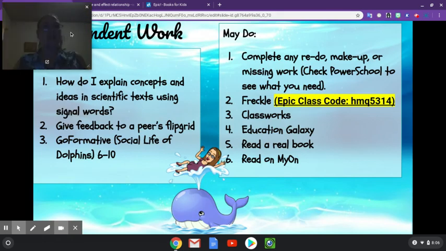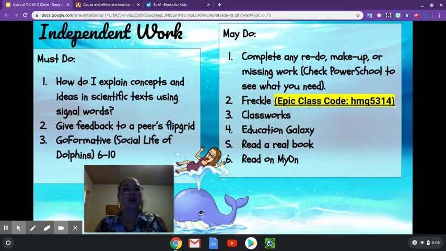Getting in today with your independent work, you're going to be working in a Flipgrid. How do I explain concepts and ideas in scientific text using signal words? Then I ask you to please give feedback with a countable talk to one of your peers' Flipgrids. Also on GoFormative, you're going to have the social life of dolphins, questions 6 through 10, working through events and cause and effects.